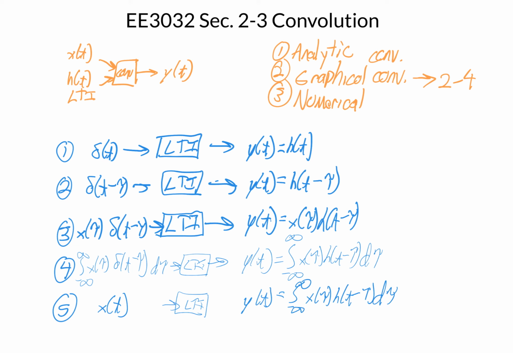This integral tells us now how for any input x, we can find the output y if we know the impulse response h, just by following this integral. And in the next video, we are going to do an example, and your book also has in section 2.3 two large examples, and there are other examples throughout of applying this integral.